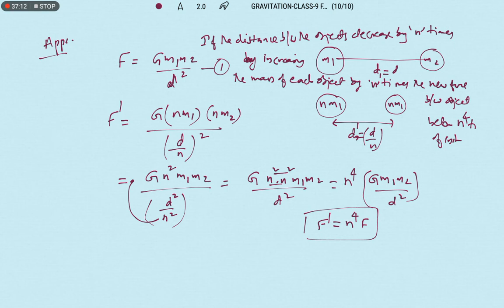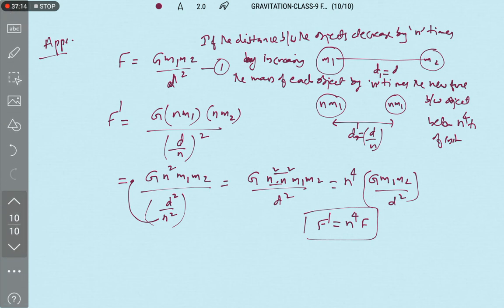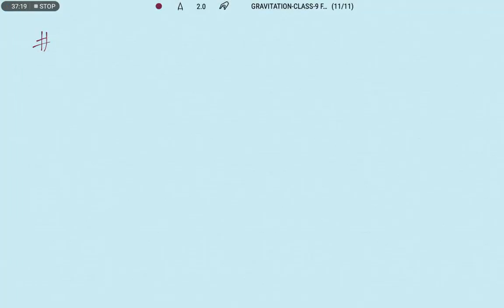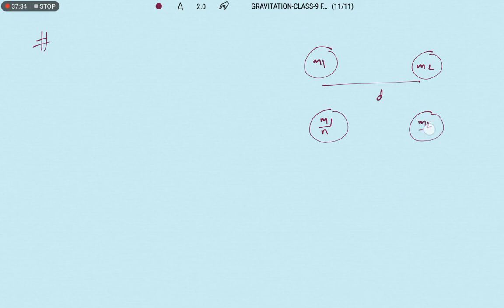Okay, in the same way, by decreasing the masses. So now let's take, initial mass is m1 m2 and initial distance is d. Now they are decreasing the masses, m1 by n, m2 by n times, and now they are increasing the distance by n times.